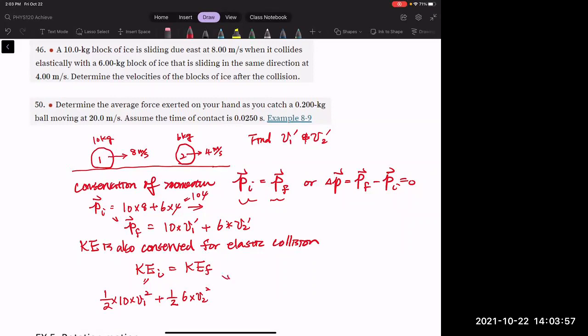The final kinetic energy is very similar to that one, except you're going to have 1/2 times 10 times V1 prime squared, which is the final velocity of the first ball. The second one is very similar, 1/2 times 6 times V2 prime squared. Okay, once you put the numbers in here, you see you have a second equation, and you solve the two equations together in order to find the answer.